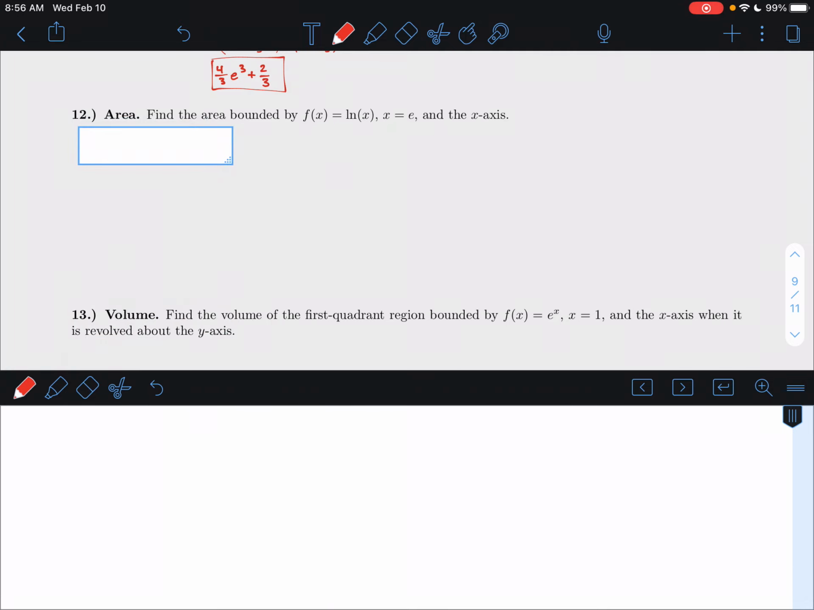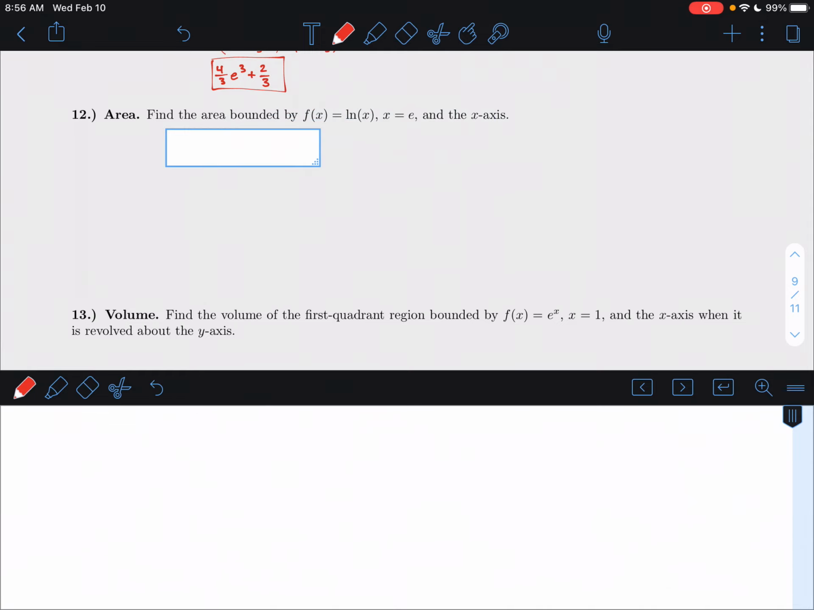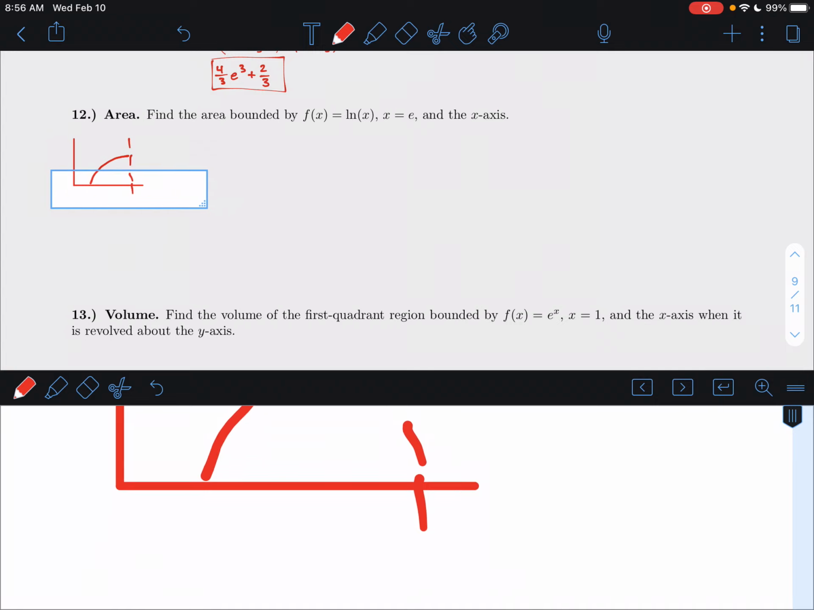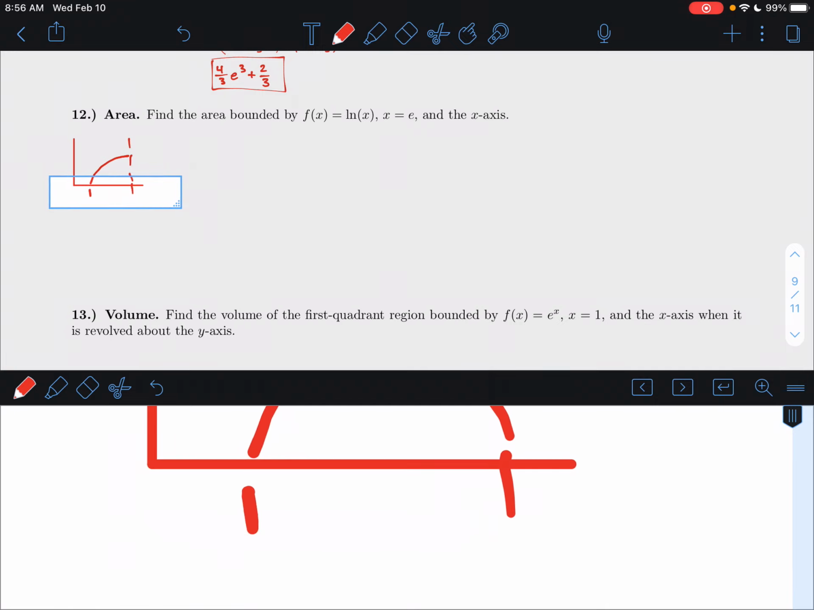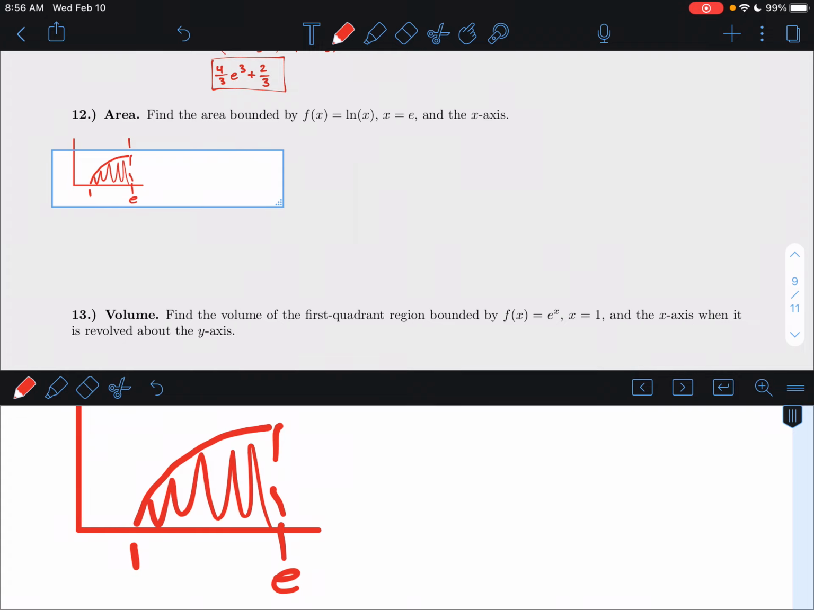So yeah. Anyways, area, this first one, find the area bounded by f of x equals the natural log of x, x equals e, and the x-axis. So if I sketch a little graph of that, here are my axes. Let's see, x equals e is going to be about there. And then the natural log of x is going to look something like this. And it crosses the x-axis at 1. So I want to calculate this area here.